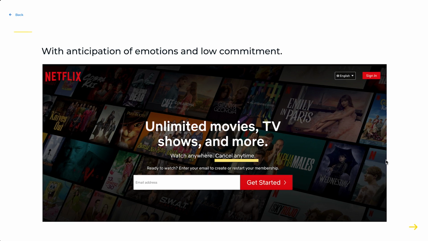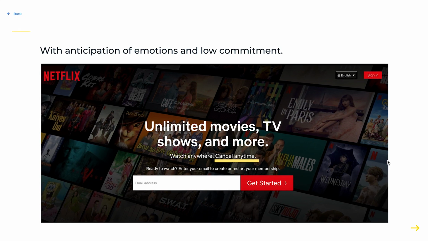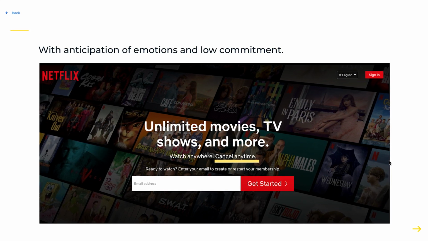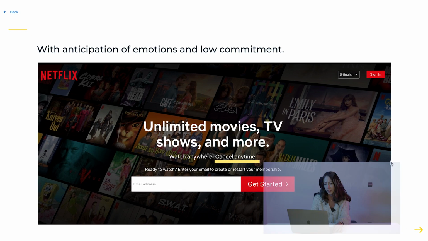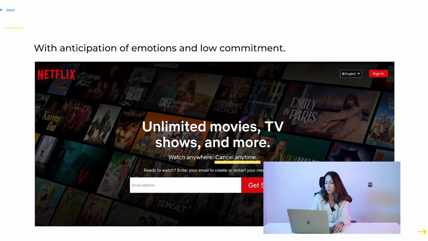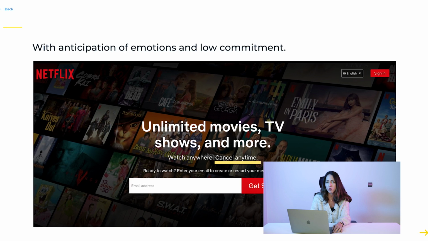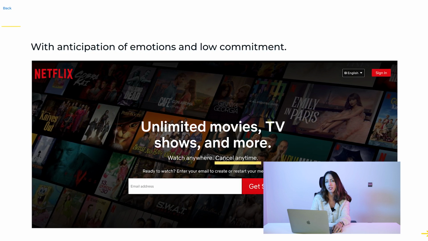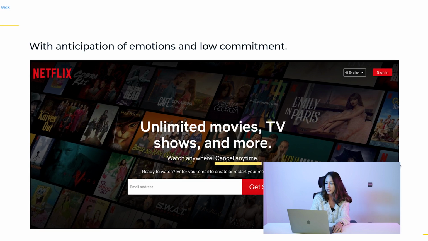One way of doing this is with anticipation of emotions and low commitment. Netflix does that very well. They are the king of behavioral design. They start before you even subscribe or want to subscribe, they already tell you that you can cancel the subscription anytime. So there's a very low effect of commitment.